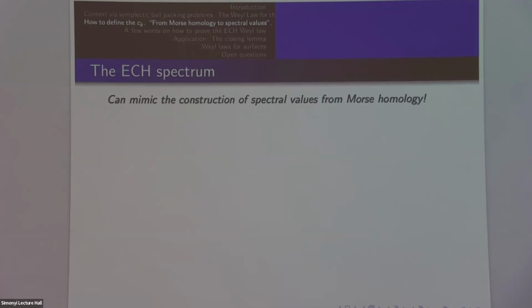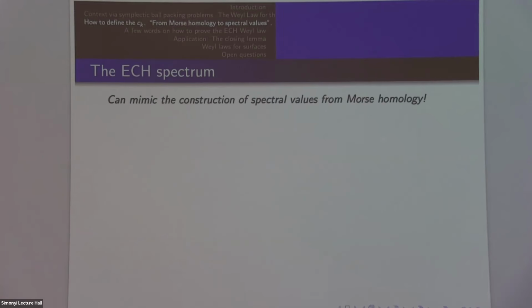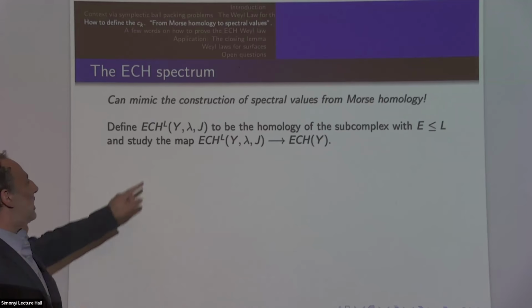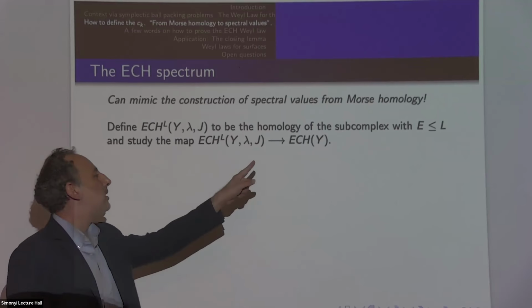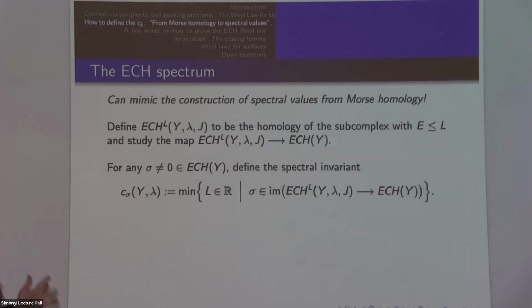Okay, so that's the analog of this Morse homology. Now remember, we want the actual numbers. Earlier we called them the Morse spectrum. So now we want the actual numbers. We get the ECH spectrum. And this goes exactly like in the Morse case. So I'm going to go through it quickly because it's really exactly like in the Morse case. The differential decreases the action. I can look at the homology of the subcomplex. I can study this inclusion-induced map, and I can fix my favorite non-zero class here. Then I can look at the minimum height required to find it, and that's called the ECH spectral invariant associated to the class.